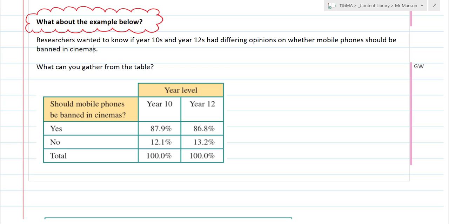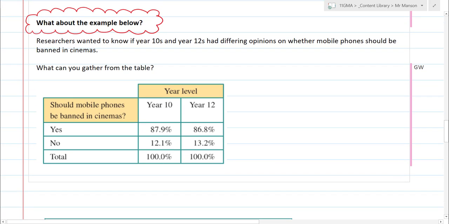So we make the statement that no, there's no association, and therefore the explanatory variable does not explain the response variable. In this case, the explanatory variable would be the independent variable, which would be the year group that they're in. Does that explain whether they agree with mobile phones in cinemas or not? No, there's no association. So that should look something like this.